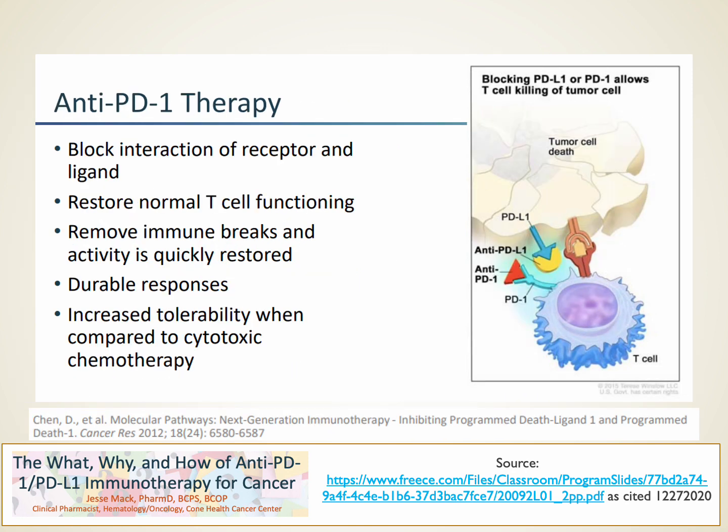So the anti-PD-1 therapy really works on targeting the patient's T cells to restore normal T cell functioning when that's been blunted or blocked by the cancer cell itself. So it allows the body to rejuvenate its original T cell response when the tumor itself has developed ways to blunt the body's tumor surveillance process. These are pretty advantageous therapies. There are a lot of them.